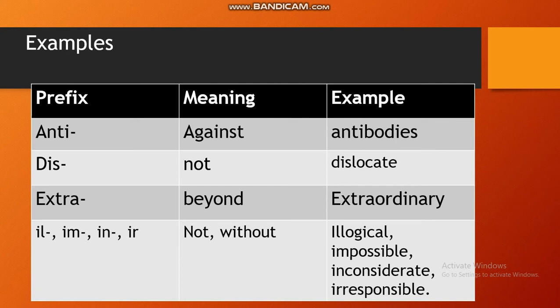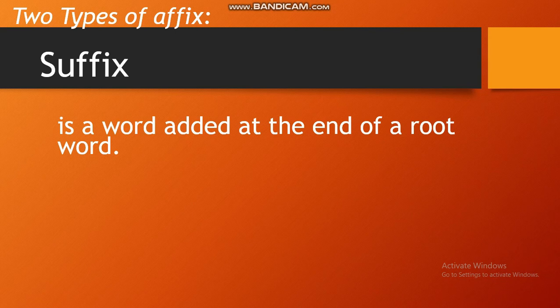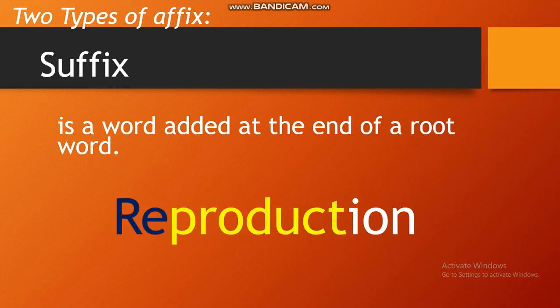There are two types of affix. The first one is prefix and the next one is suffix. A suffix is a word added at the end of a root word. If the prefix is added at the beginning, the suffix is added at the end. Let's try to spot the suffix in this example. Reproduction. Look for the root word and spot if there are any words or letters attached at the end of the root word. The root word is product, then the suffix is ION.